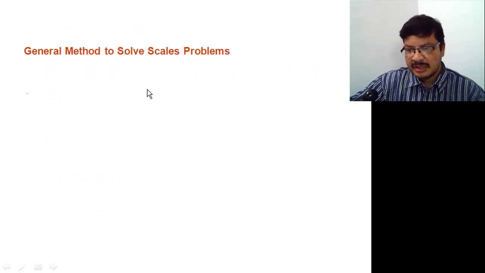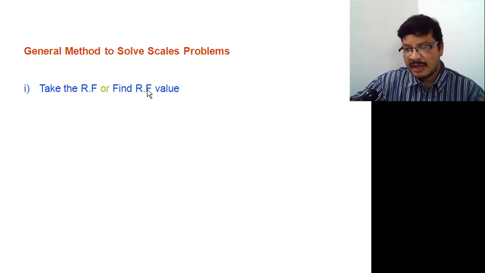So this general method consists of the following steps. First step is take the RF value if it is directly given in the problem, or find the RF value from the drawing length and actual length. If RF value is not given directly, then drawing length and actual length will be given in the problem, and using those two values we can easily find the RF value. That is the first step.